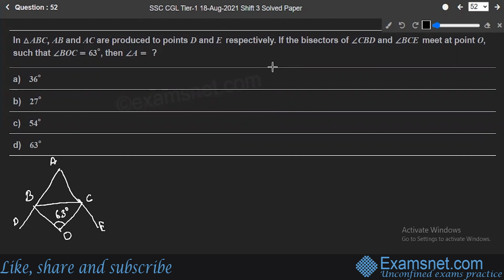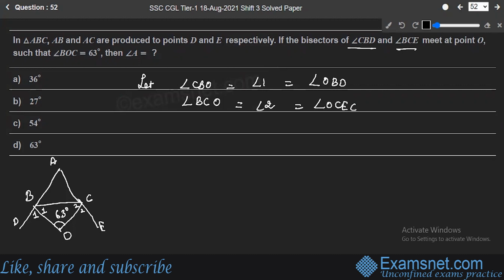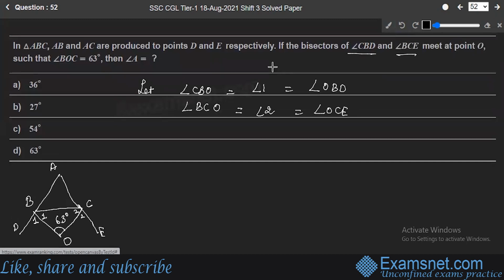Right. So now you are given first thing that these angles are being bisected. That means if I'm assuming this to be angle 1, this is also angle 1. If I'm assuming this to be angle 2, this is also angle 2. So very first thing, let angle CBO be equal to angle 1 and this is also equal to angle OBD. Also, let angle BCO be equal to angle 2, which is also equal to angle OCE. Right. So these things are given to you. Also, one thing more, that BOC is 63 degrees.